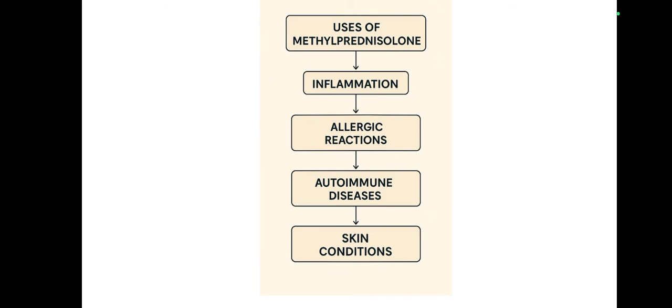Okay. Next, coming to the uses of methylprednisolone. As I said previously, the main indication is inflammation. So any kind of inflammation in the body, basically in the respiratory system, like laryngitis, pharyngitis, or any kind of respiratory infection, upper respiratory tract infection. In that case, we can use this medication, or any allergic reaction, hypersensitivity reaction that triggers the inflammatory reactions.